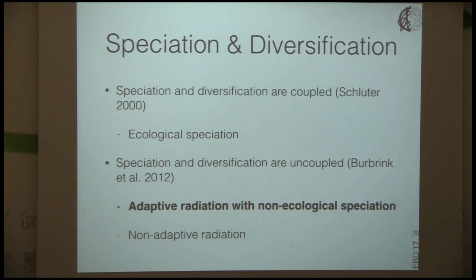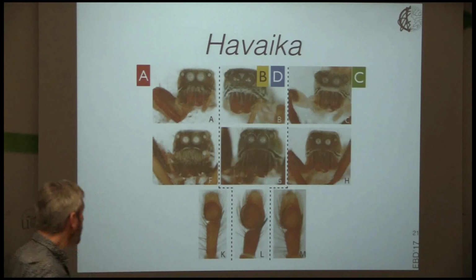But we also may have adaptive radiation which is not linked strictly to ecological speciation. And that would be an example of that. We're still in Hawaii. This is a different, another endemic genus. This is Hawaiica. This is a salticid.